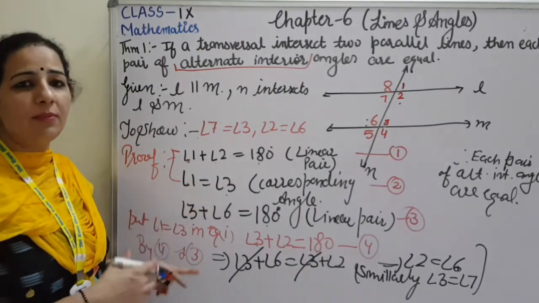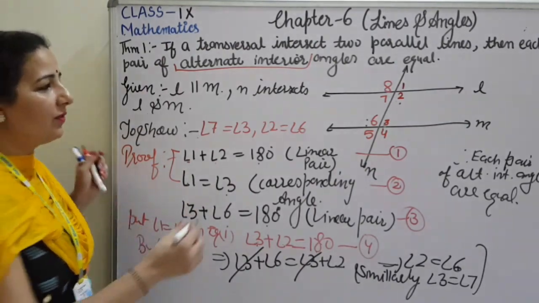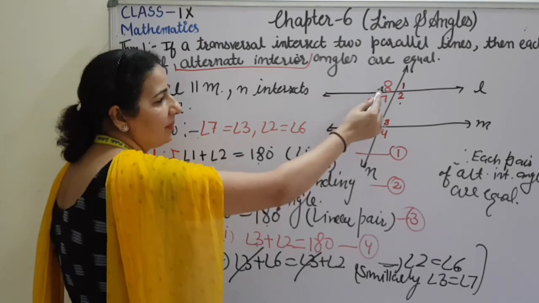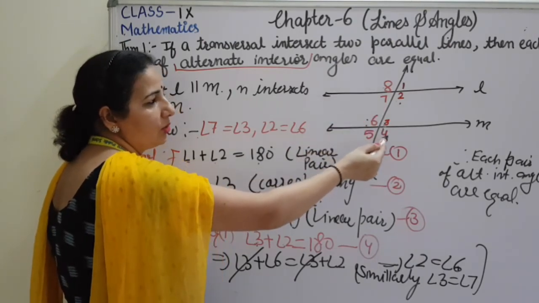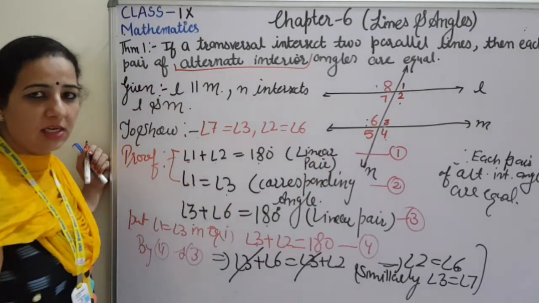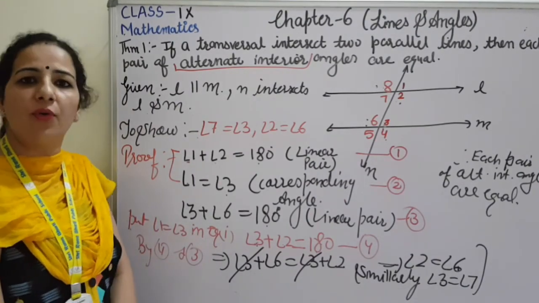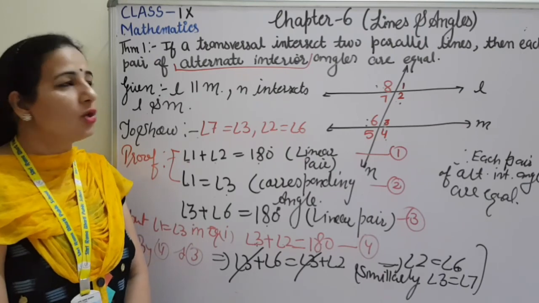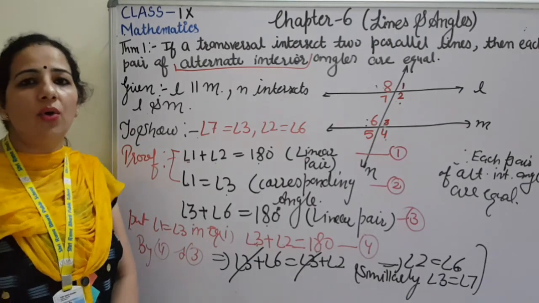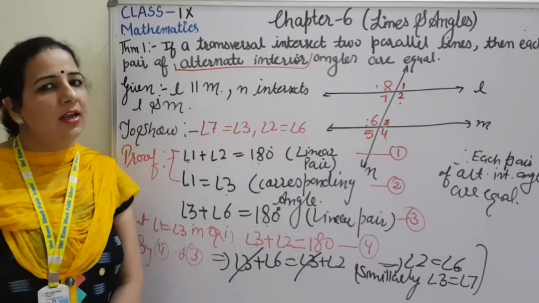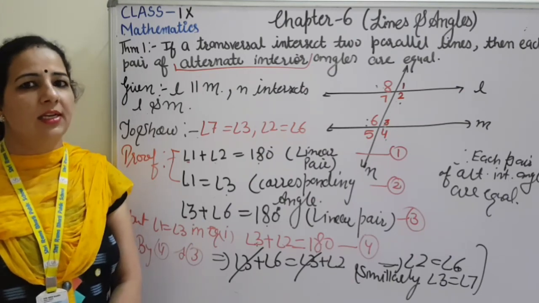The same theorem can be solved by another method also. If any student wants to use that method, angle 8 is equal to angle 4, alternate exterior angles, you can use. We have 3 to 4 ways to prove this theorem. Clear, students? So this is why the alternate interior angles are equal. Clear, students? Thank you, class.